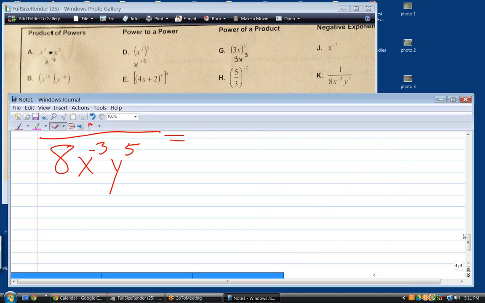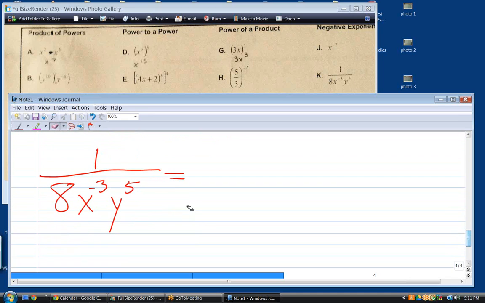So the base isn't the same with any of these. We have three different things. We have a number, we have a variable, we have a different variable. So the only thing we can do is move stuff to the other side of the fraction bar if it's required. So what goes to the numerator?